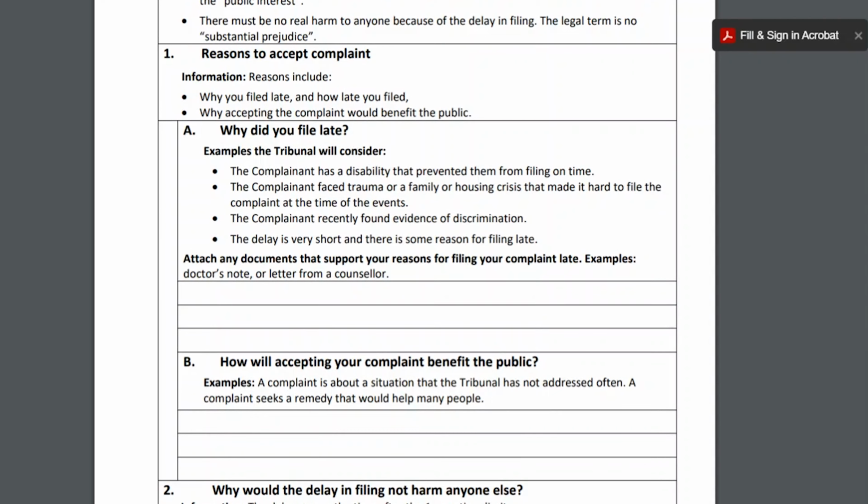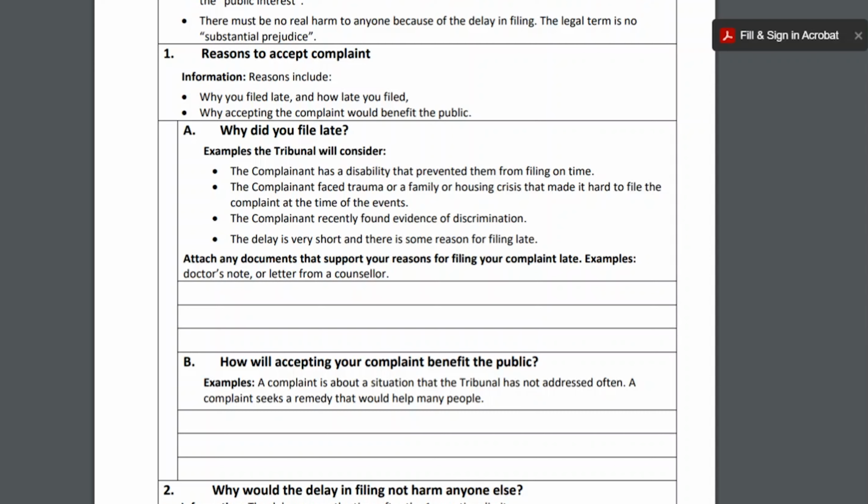For point 1A, to the best of your ability, provide reasons why you were unable to file the complaint on time. You can provide supporting evidence like doctor's notes to suggest that you may have been experiencing something that kept you from filing on time. There are a wide range of reasons you may have had to file late. You may very well just not have felt safe filing a complaint before. Whatever it was, provide the reasons that delayed you.